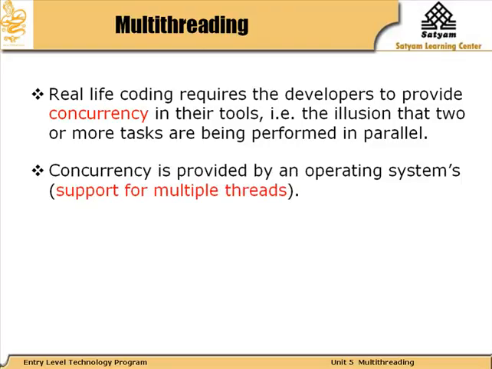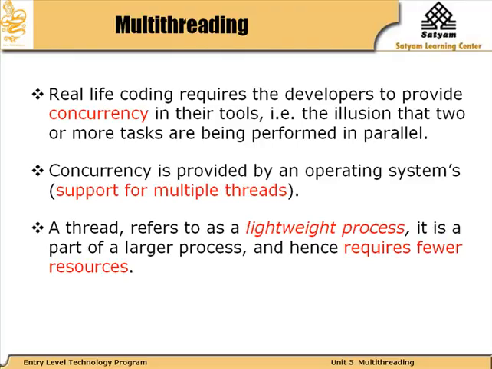Concurrency is provided by an operating system. It is the operating system which provides the support for concurrent task execution. A thread refers to a lightweight process. It is a part of a larger process and hence requires fewer resources. As you might have studied in your operating system course, threads share the same address space of that of the process and hence require fewer resources when compared to a child process.